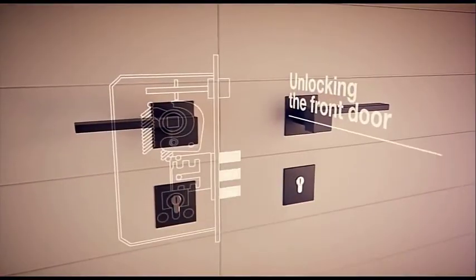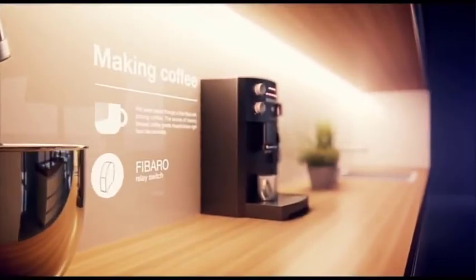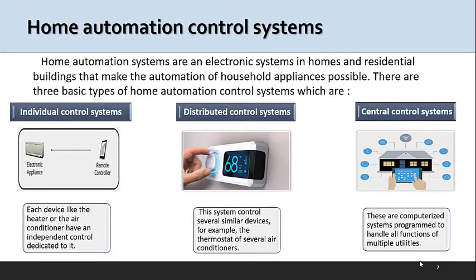There are three basic types of home automation control systems. First, individual control systems. In this one, each device, like the heater or the air conditioner, has an independent control dedicated to it. Second, distributed control systems. With this one, we can control several similar devices, for example, the thermostats of several air conditioners. The third one is the central control system, which is the most important one. These are computerized systems programmed to handle all functions of multiple utilities.